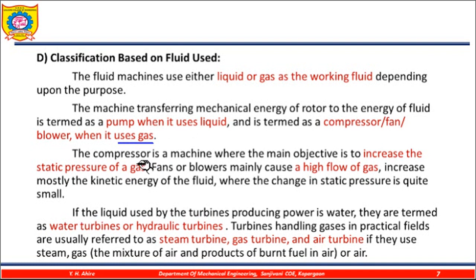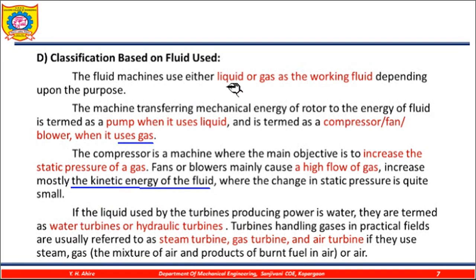The compressor is a machine where the main objective is to increase the static pressure of a gas, while fans or blowers mainly cause a high flow of a gas. It means fans and blowers increase mostly the kinetic energy of the fluid, where the change in static pressure is quite small. This is a very important concept. This is the classification based on the fluid used.